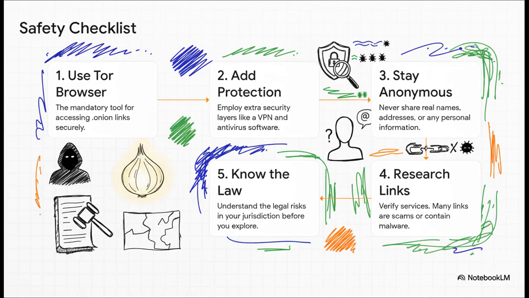So, this is your essential safety checklist. Step 1 is absolutely non-negotiable. You have to use the Tor browser, no exceptions. Then you should add a VPN and good antivirus software for another layer of protection. This should go without saying, but never, ever share any personal info. And finally, do your homework before you click and make sure you know the laws where you live.